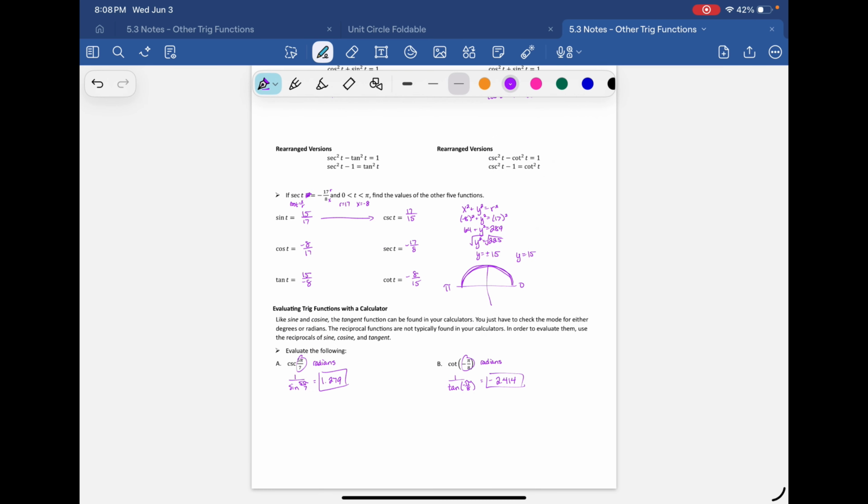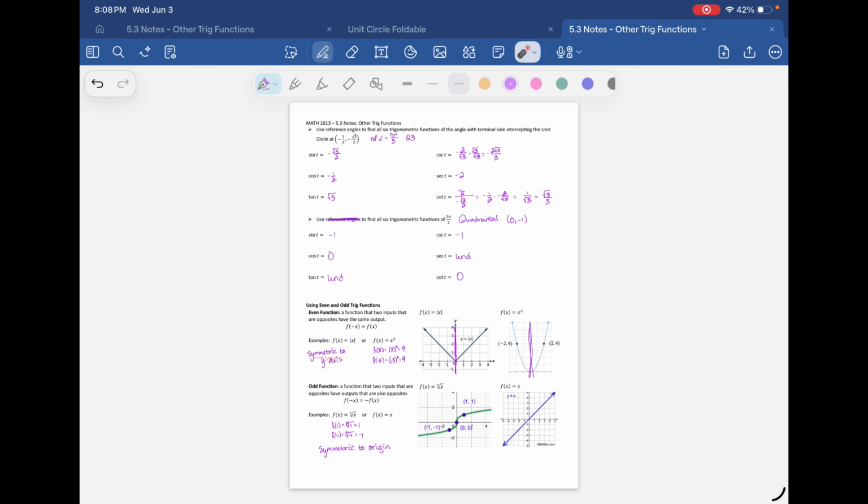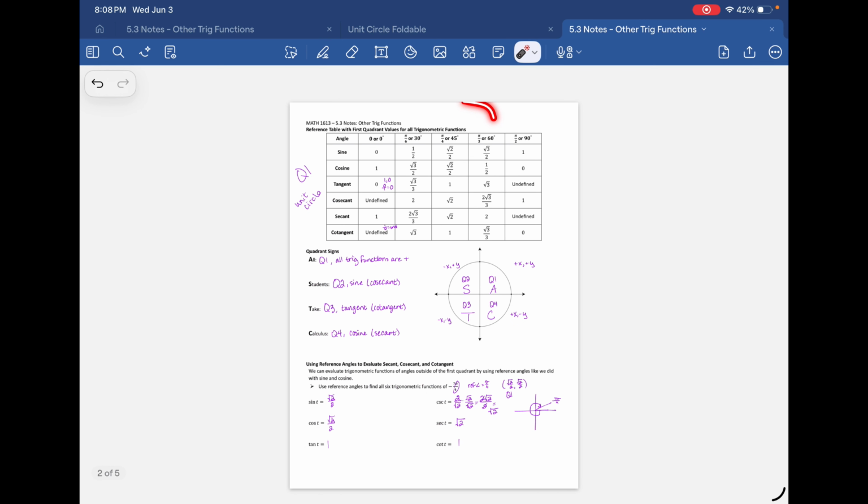All right, so your trig values assessment is going to go over all of these unit circle values, especially this section. Okay, if you can get that first quadrant memorized, then you'll know the remaining 3.